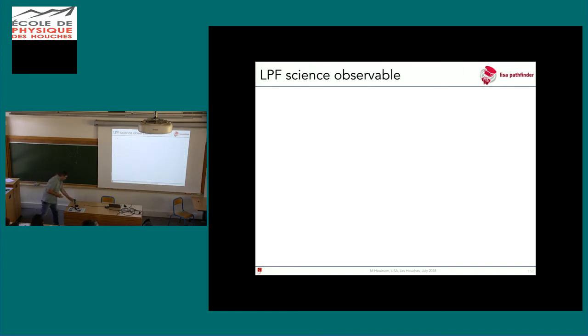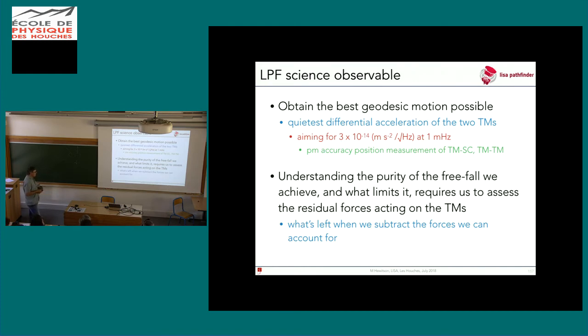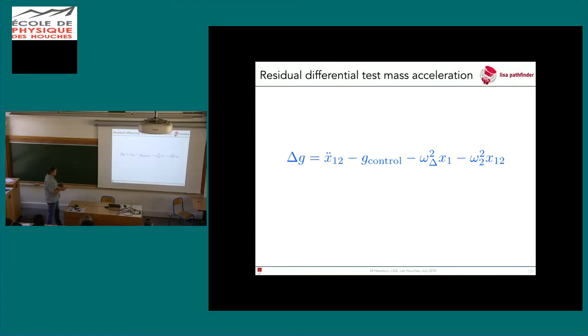Okay, let's talk a little bit about the Pathfinder science observable, the quantity that we were tracking and the quantity that we used to understand the differential acceleration on the test masses. So again, we were trying to obtain the quietest possible differential acceleration of two test masses. This gives us an assessment of the residual forces, and that's what we need to know for LISA.